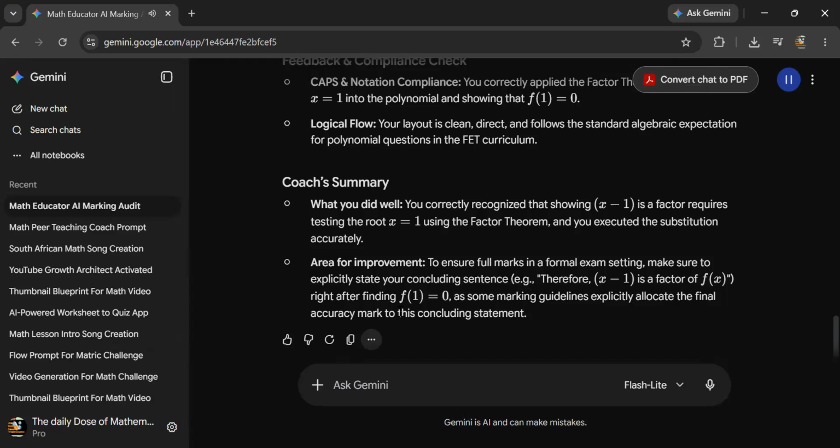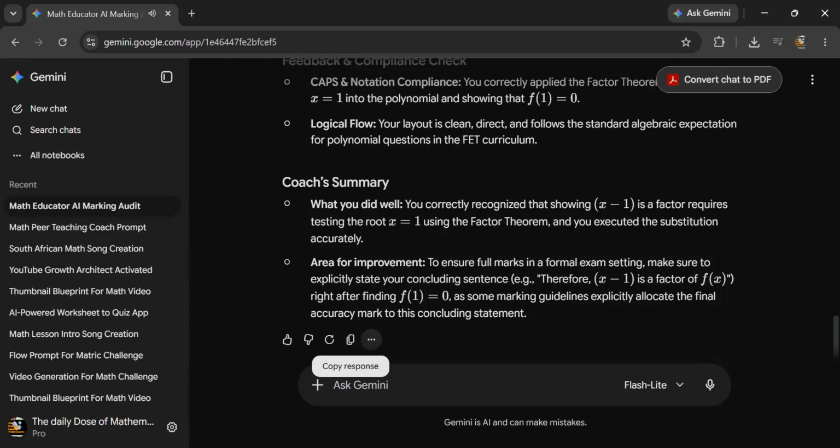Area for improvement. To ensure full marks in a formal exam setting, make sure to explicitly state your concluding sentence, e.g., therefore, x − 1 is a factor of f(x), right after finding f(1) equals 0, as some marking guidelines explicitly allocate the final accuracy mark to this concluding statement.